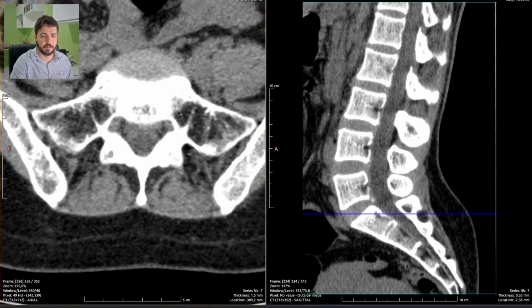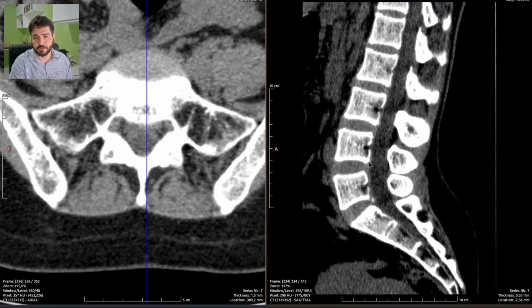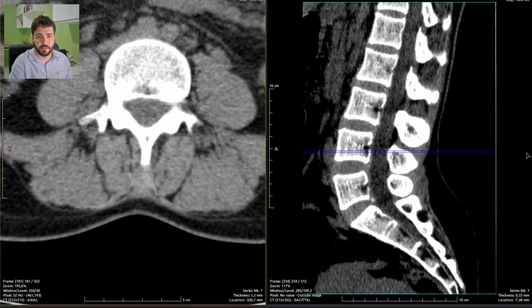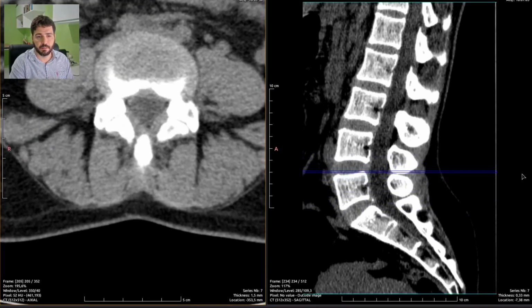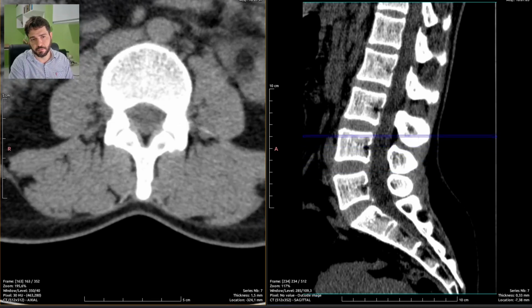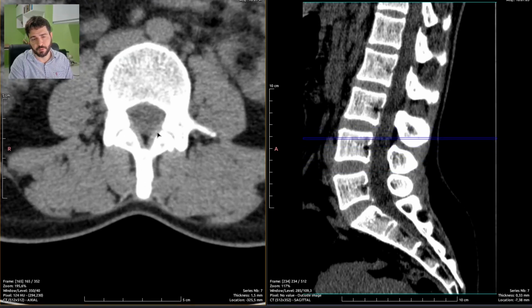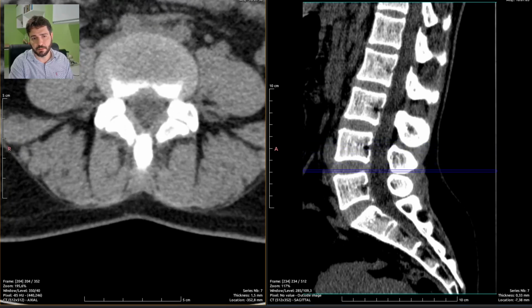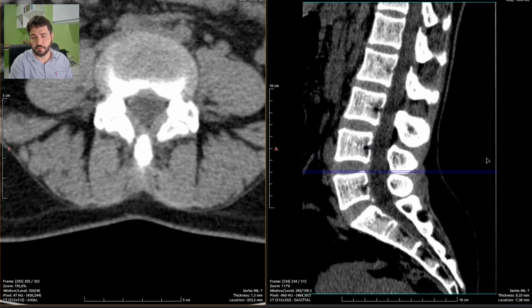Let's just look at the axial view to see if there is some kind of extrusion here that we can't tell on the sagittal view. No, the disc is fine, but the ligaments are thickened. So this is a thickened yellow ligament. It shouldn't reach 5 millimeters. It does, and we can eyeball it and compare it to the other. So this is a normal yellow ligament, and this is a thickened yellow ligament.